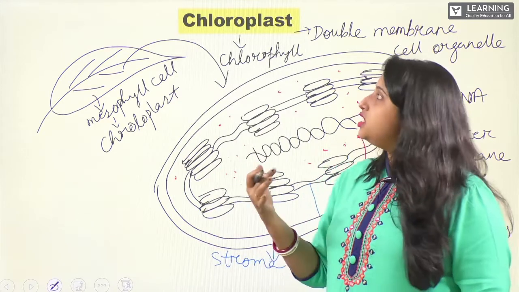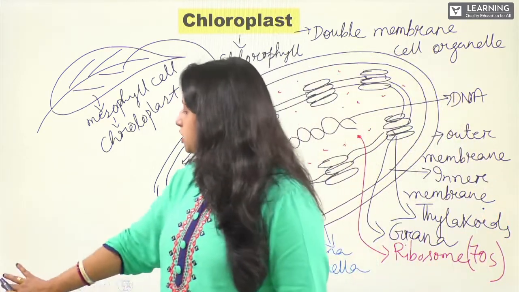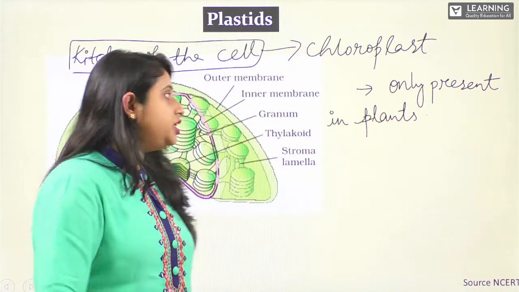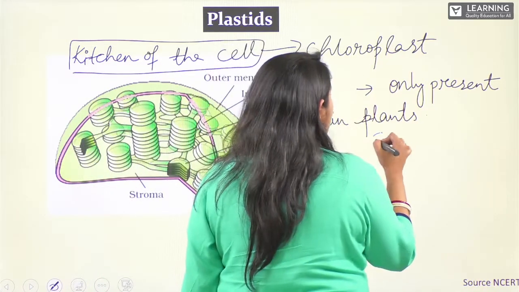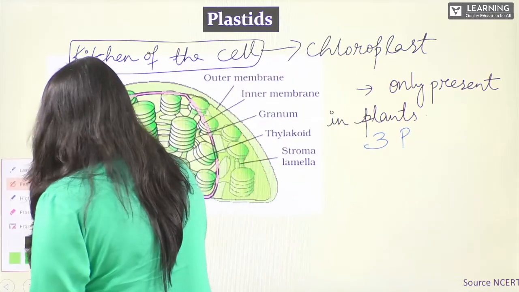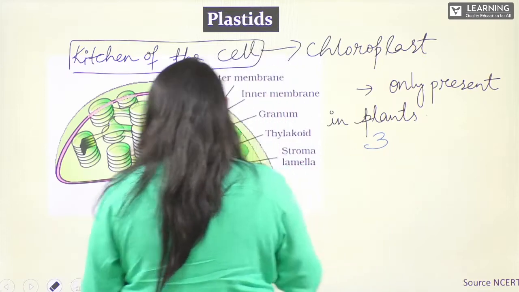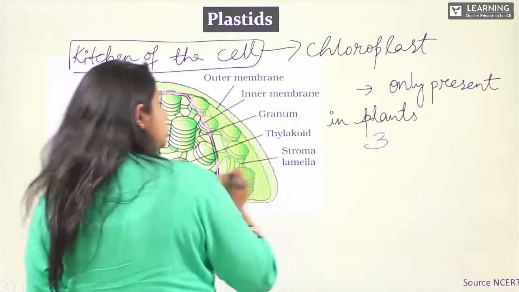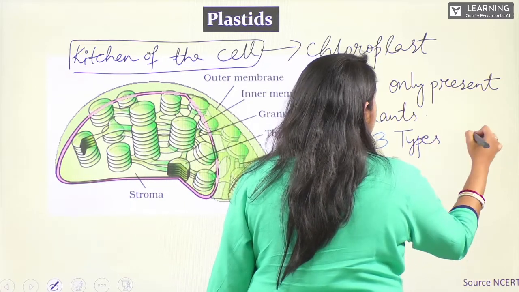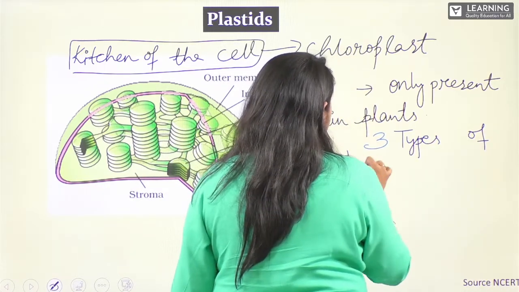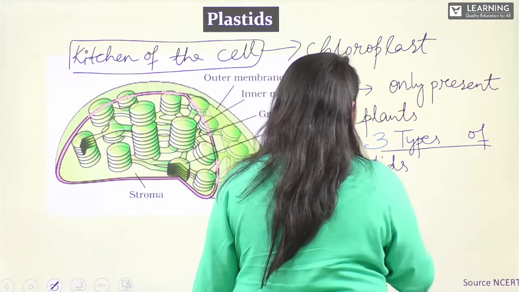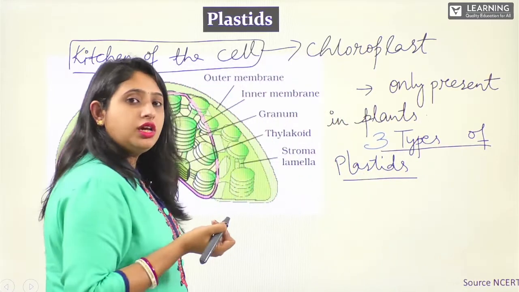Now basically we are talking about plastids. Do you know what the three types of plastids are? There are three types of plastids. So what are the three types of plastids?